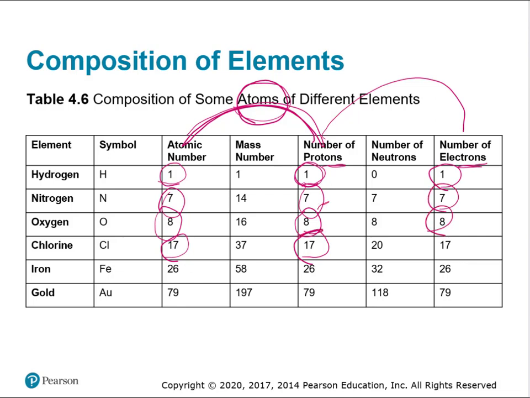Now here we're given the mass number. If the mass number is 1, which is protons and neutrons, and I subtract protons, 1 minus 1 is 0 neutrons. If the mass number is 14 for nitrogen, 14 minus 7 would be 7 neutrons. If the mass number is 16, 16 minus 8 is 8 neutrons. Chlorine's mass number 37 minus 17 would be 20 neutrons. Do not just assume that the number of neutrons is equal to the number of protons. We have to take our mass number minus protons to get neutrons.